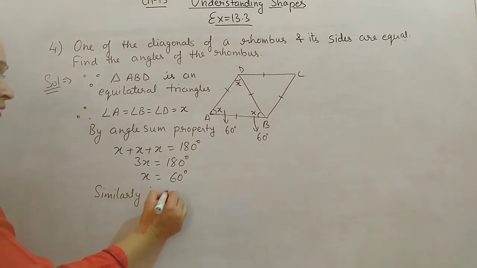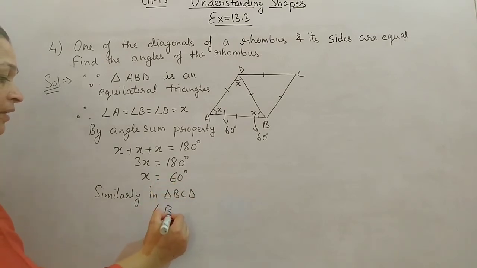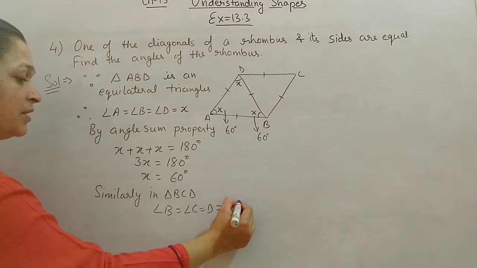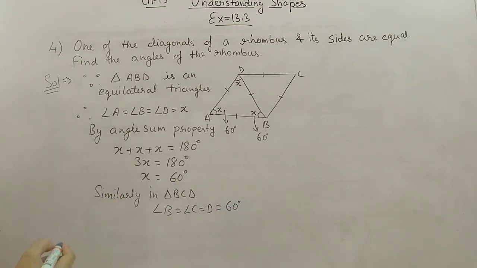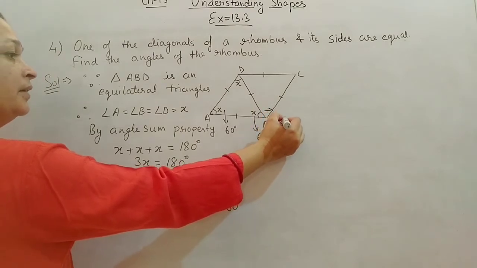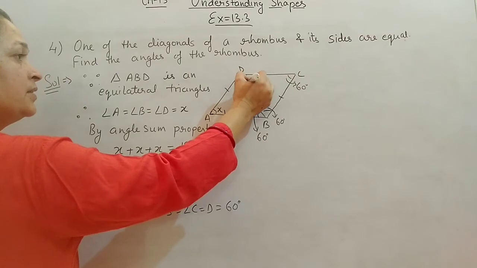We can write similarly, in triangle BCD also, angle B equal to angle C equal to angle D equal to 60 degree. It means all the three angles will come 60 here. So here to here it is 60. This is also 60 and this is also 60.